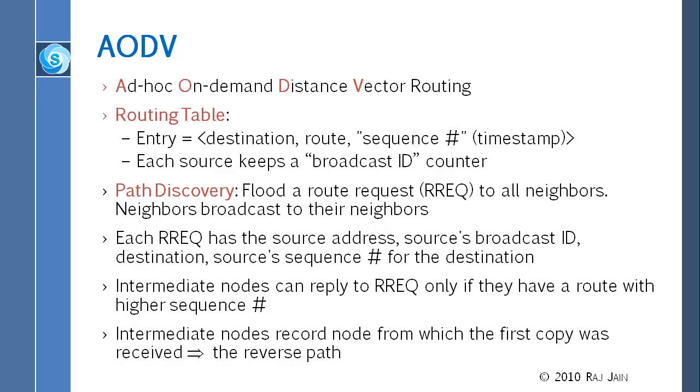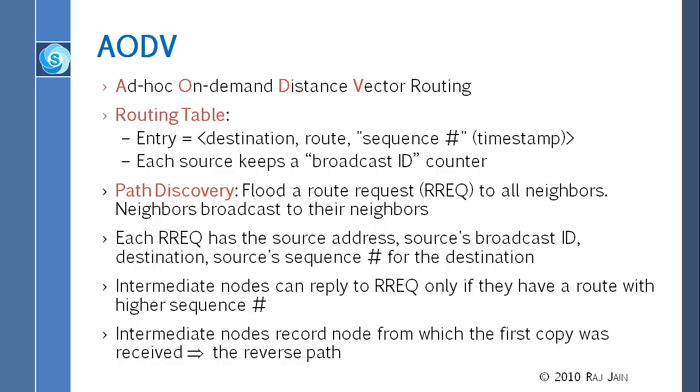So how do you do path request? Path discovery: you flood a route request to all your neighbors, and the neighbors broadcast it to their neighbors. Each request has the source address, source broadcast ID, destination, and the source's sequence number for the destination. So you say, I have right now route number 3 for node 10, but does anybody have anything later than that? Intermediate nodes look at that number, and if they have a better, later route, meaning a higher sequence number, they will say, okay, I have number 4.